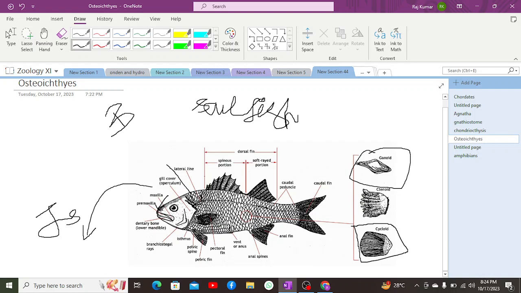And apart from this, they are not having a cloaca. Cloaca is a part where the reproductive and excretory systems open together. So cloaca is not present over here. This is present in amphibians.